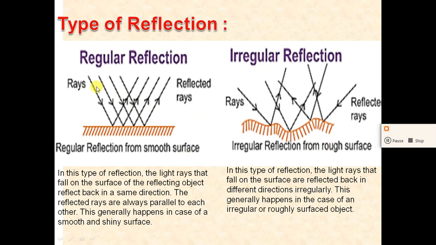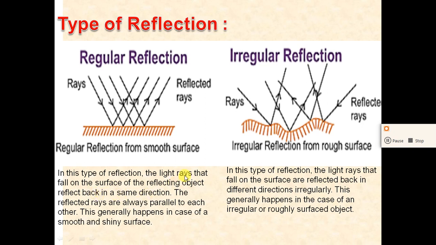When the rays of light fall on the surface and the reflected rays are in the same direction, the reflection is called regular reflection. And when the rays fall on the surface and the reflected rays are in different directions, this type of reflection is called irregular reflection. So dear students, in regular reflection, the light rays that fall on the surface of the reflecting object reflect back in the same direction.